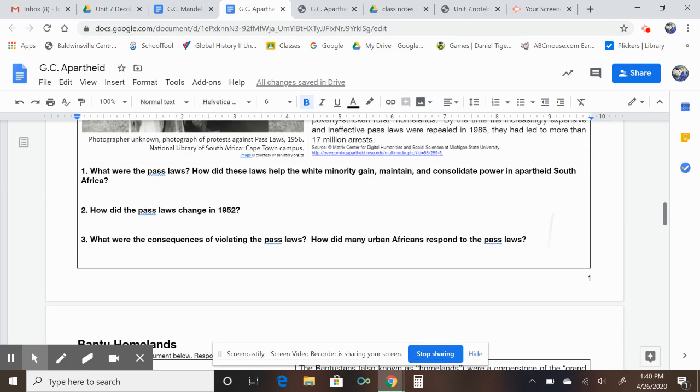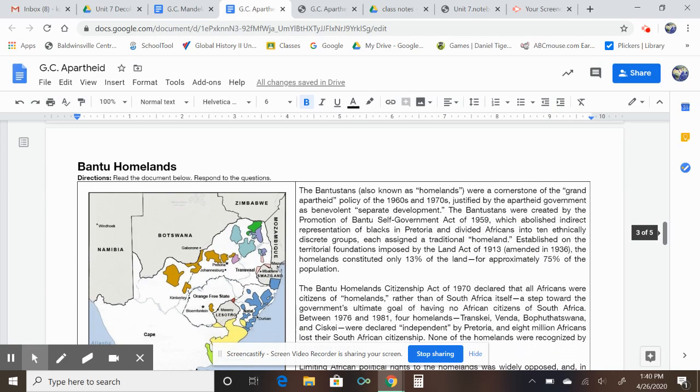So I want you to answer those questions. Another way that the white minority, because there were definitely way more Black South Africans than white South Africans, another way that the white South Africans were able to maintain control of the government was by creating what was called Bantustans or homelands.